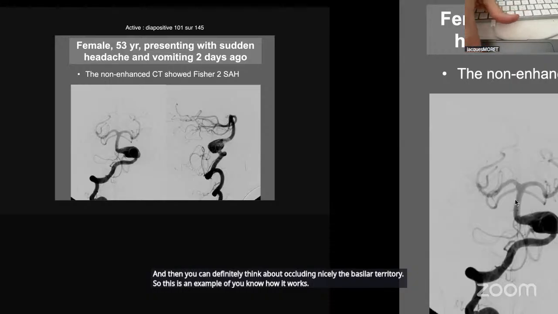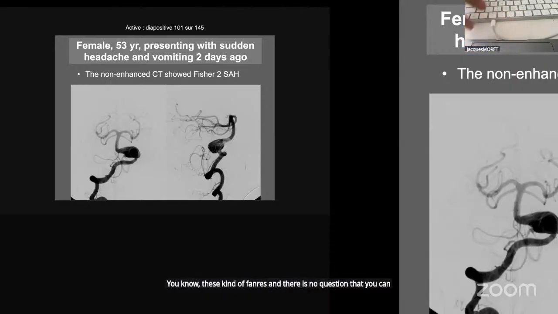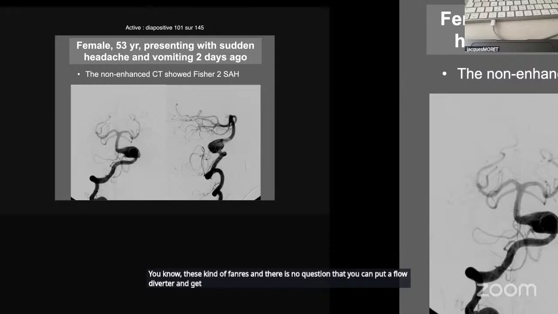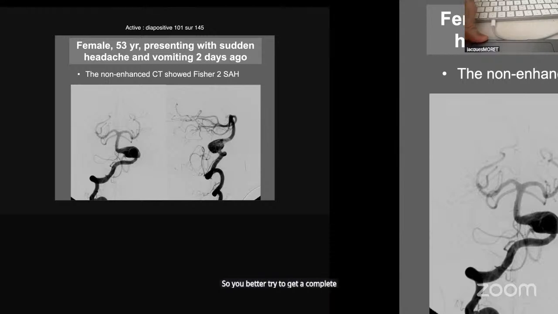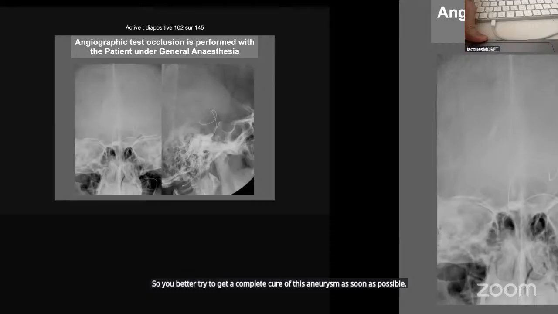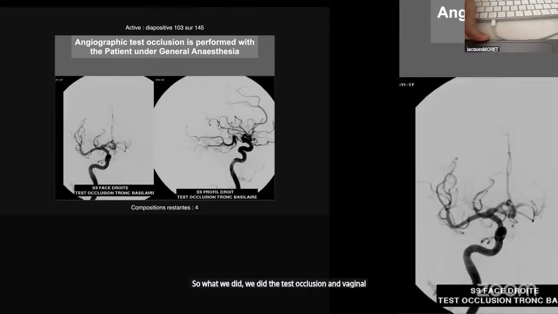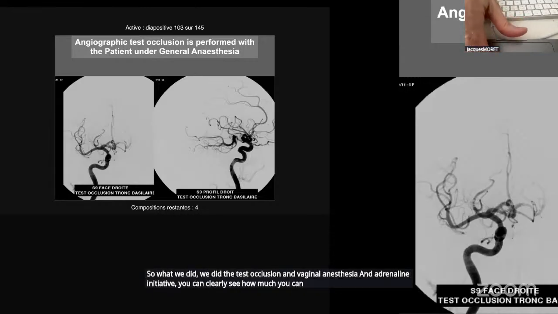This kind of aneurysm, there is no question that you can put a flow diverter and get a good result. But as you know, sometimes you get also problem with the flow diverter, especially when this patient is presenting with this aneurysm and a subarachnoid hemorrhage. So you better try to get a complete cure of this aneurysm as soon as possible. So what we did, the test occlusion under general anesthesia. And under general anesthesia, you can clearly see how much you can supply retrogradely the flow in the basilar. And there is no question that this part of the basilar is the most risky part.